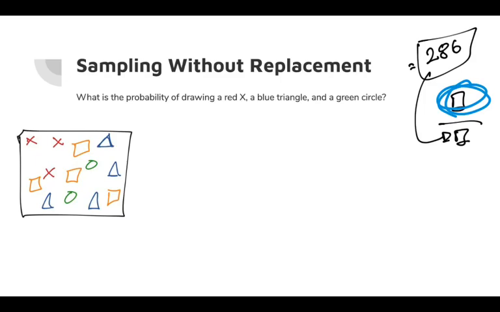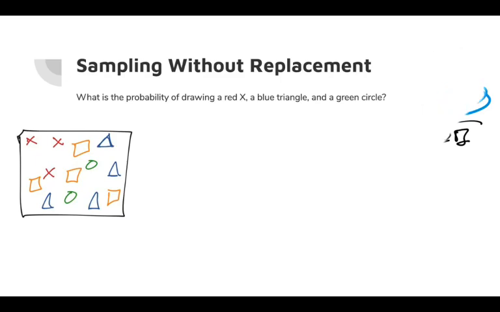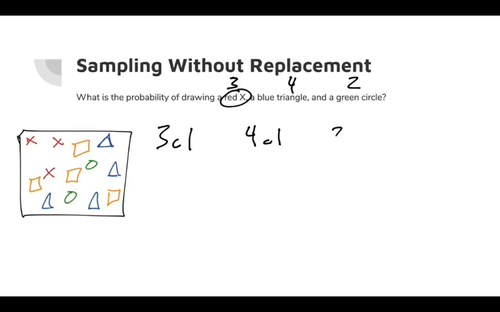So now to do that, and again, we're sampling, so the order doesn't matter. The way this works is I want to ask, what are the chances of drawing a red X? So I look here, there are 3 red X's, 4 blue triangles, 2 green circles. So I have 3 red X's and I'm choosing 1. I have 4 blue triangles and I'm choosing 1. I have 2 green circles and I'm choosing 1.